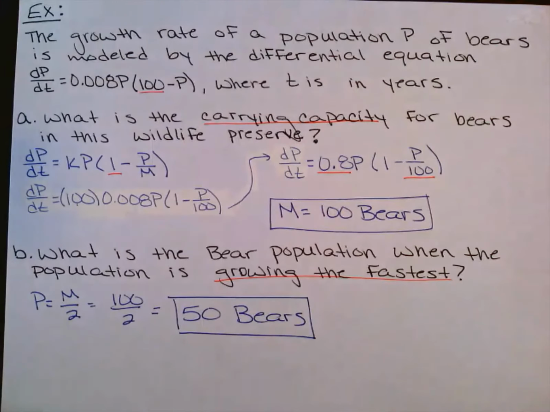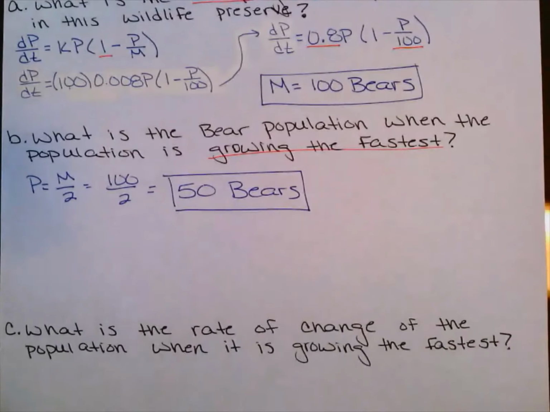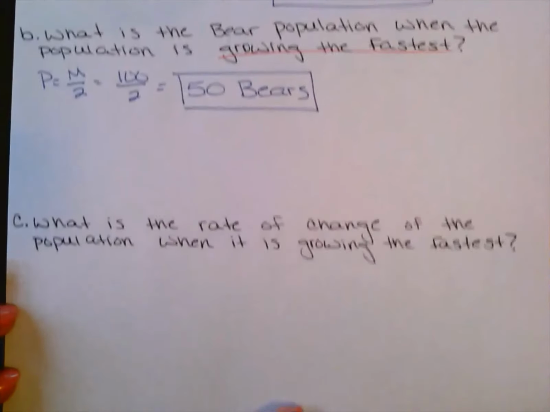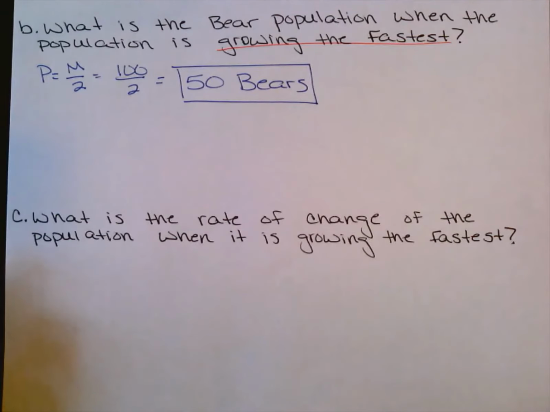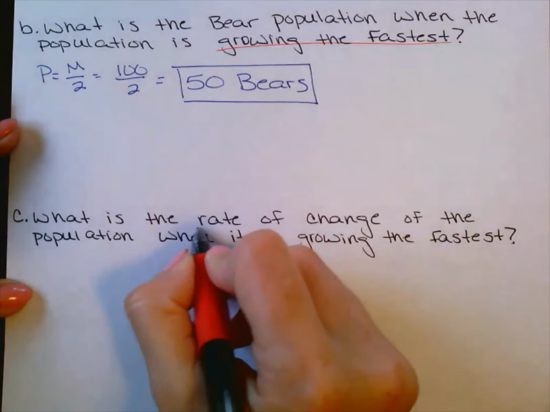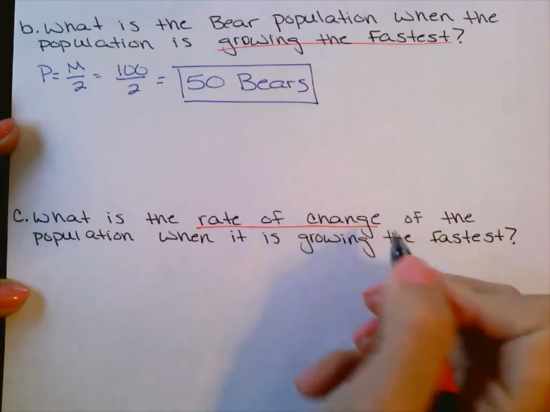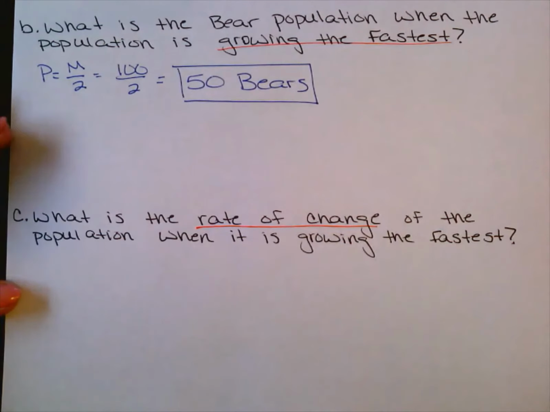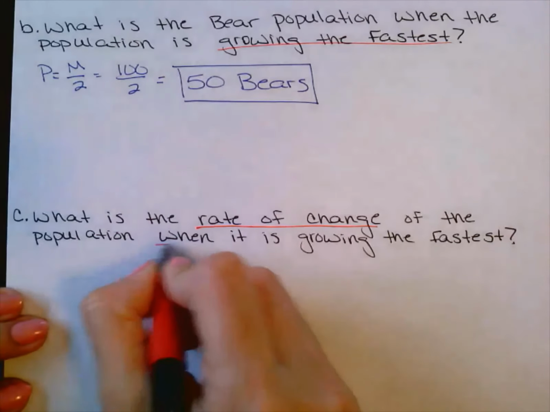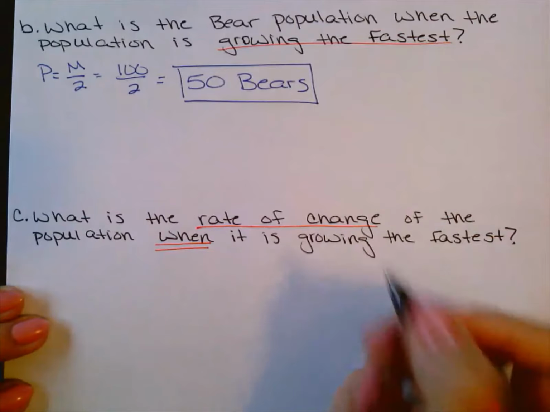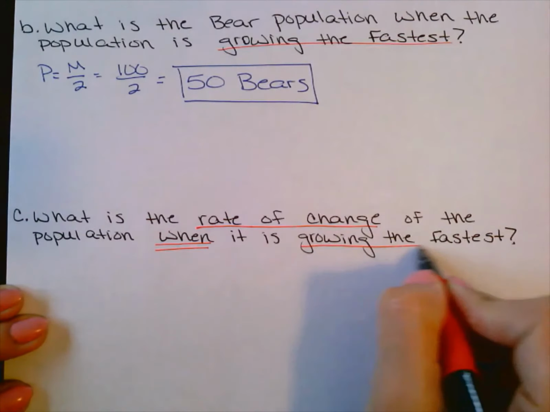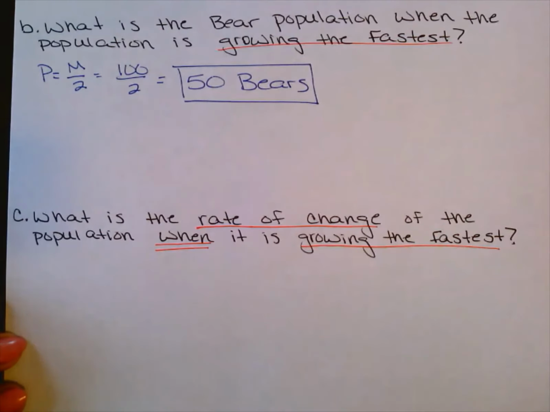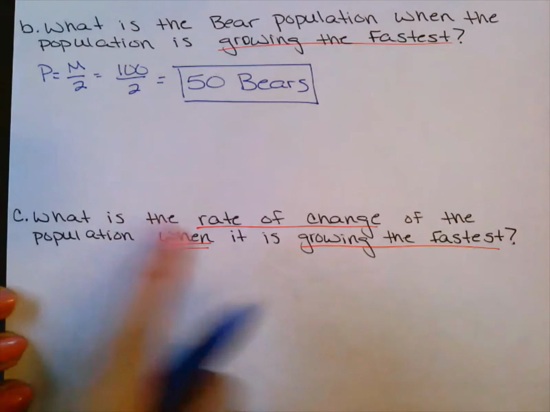All right, so you can see these questions aren't too hard. It's just really the vocabulary and the concept that you have to get down pat. Okay, let's look at one more part. What is the rate of change of the population? So here's the question. What is my dP/dt of the population when, they're giving you your variable there, it is growing fastest? So right here, they just told me growing fastest is my when.